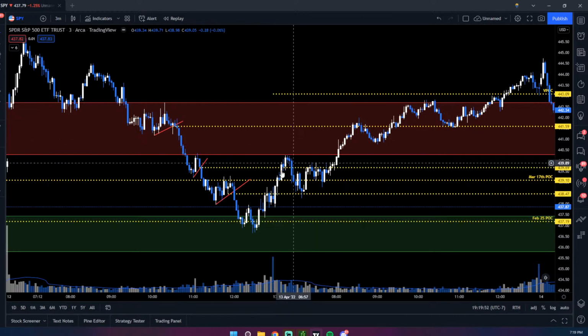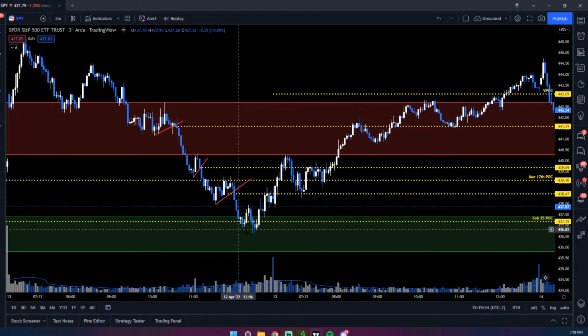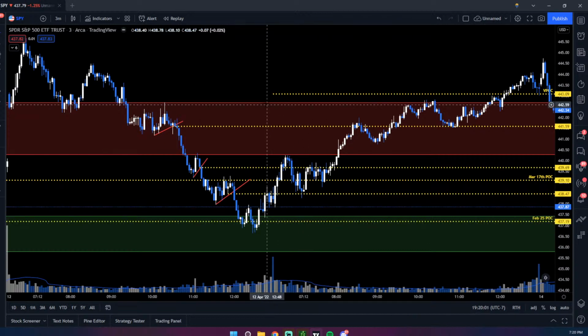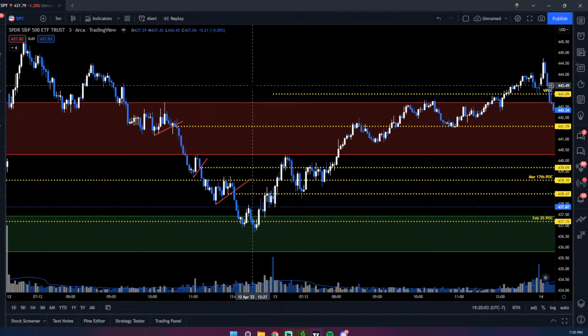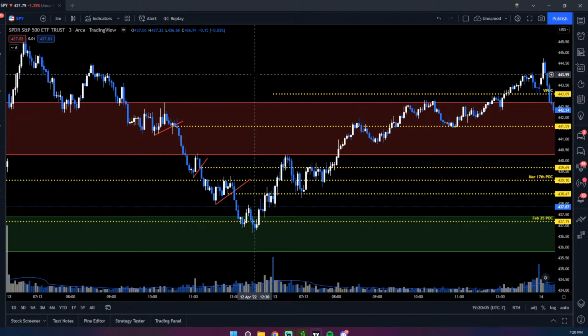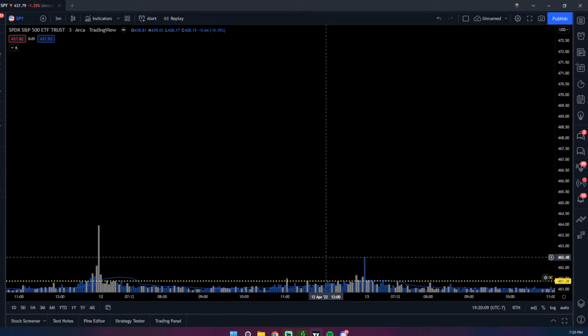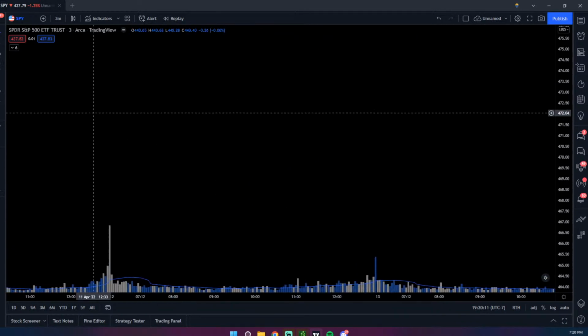But that's why these levels are great. Once you have them on your chart, it starts becoming like reading a book, if you understand your simple technical analysis. And I'm going to draw this really quick, as soon as I get to a blank spot on my chart here.